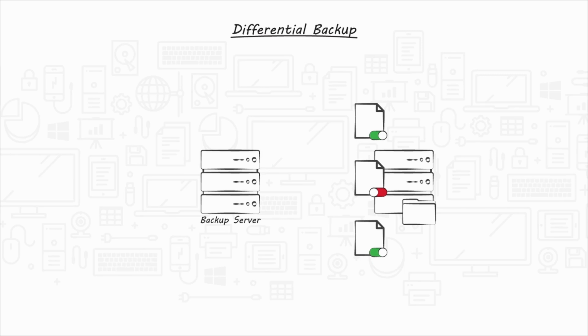If the archive bit is set, the differential backup assumes the file has been modified and needs to be backed up. The key difference is that a differential backup does not clear the archive bit after backing up a file. Therefore, it backs up everything modified since the last full backup, but not since the last differential backup. This has advantages and disadvantages.